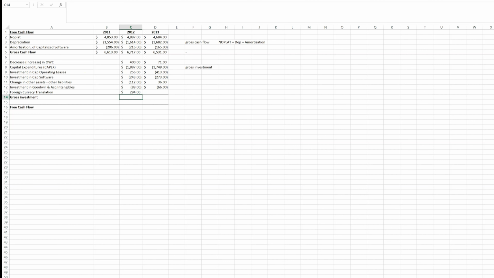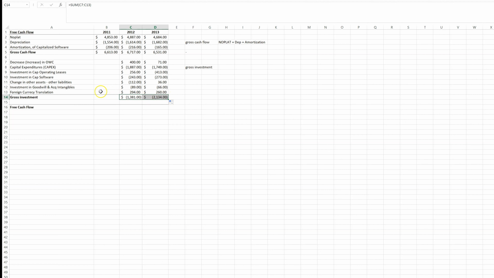Foreign currency translation is again not something that we haven't talked about yet, so we won't talk about it now. So you'll just have to take my word for it there. Okay. So gross investment then is the sum of all these things. And that's why we have to be really careful to make sure that we get our cash inflows, cash outflows right here, so that we are tracking our gross investment specifically, right?